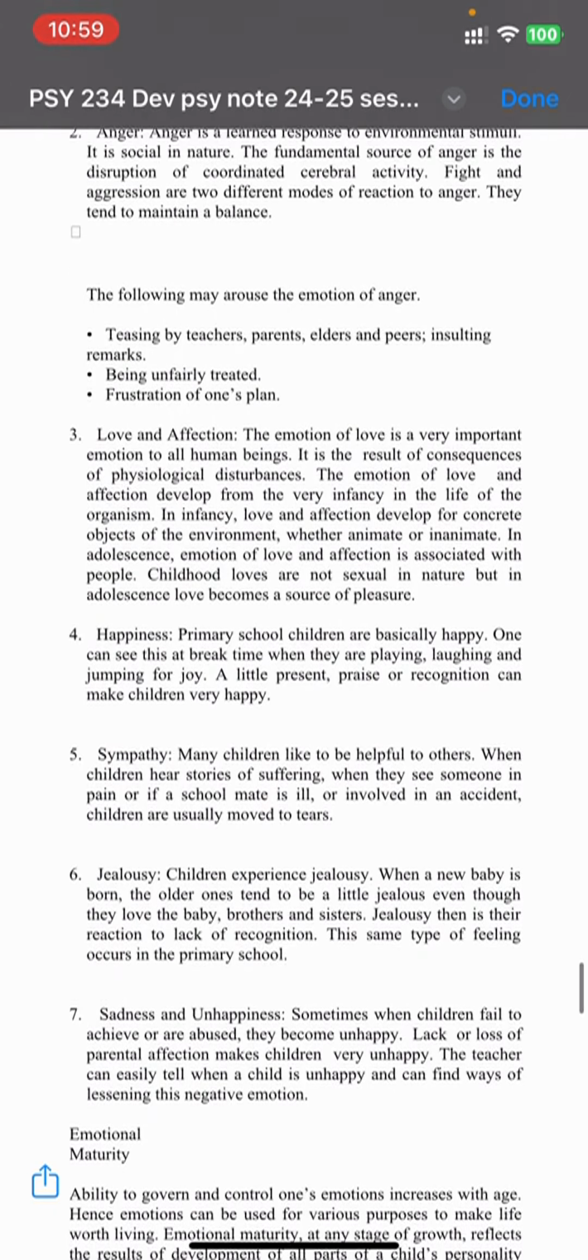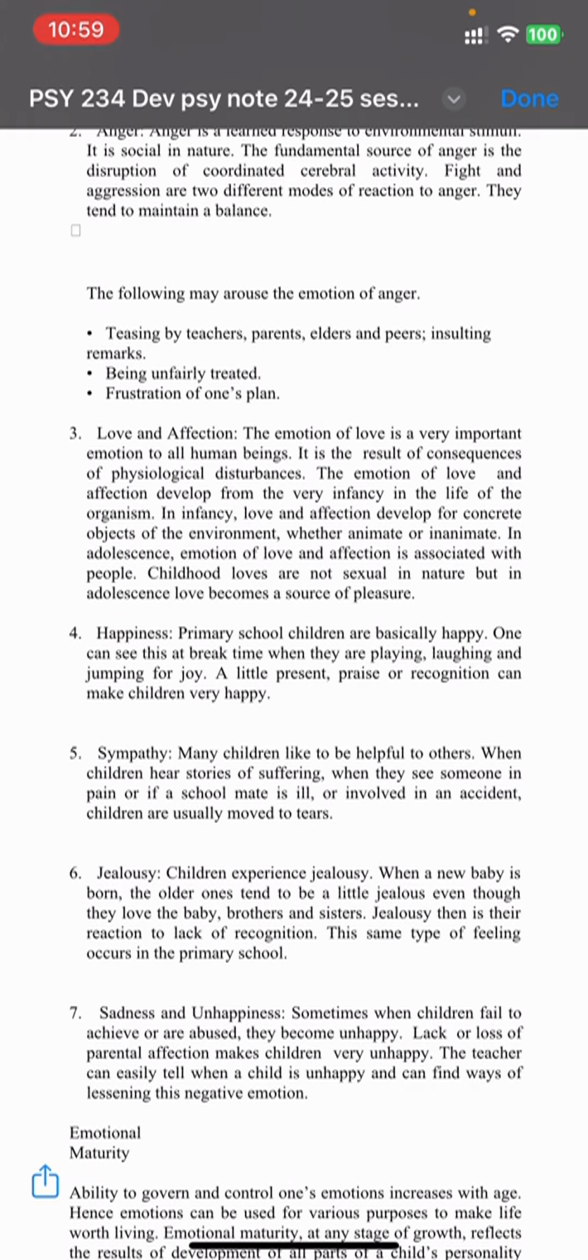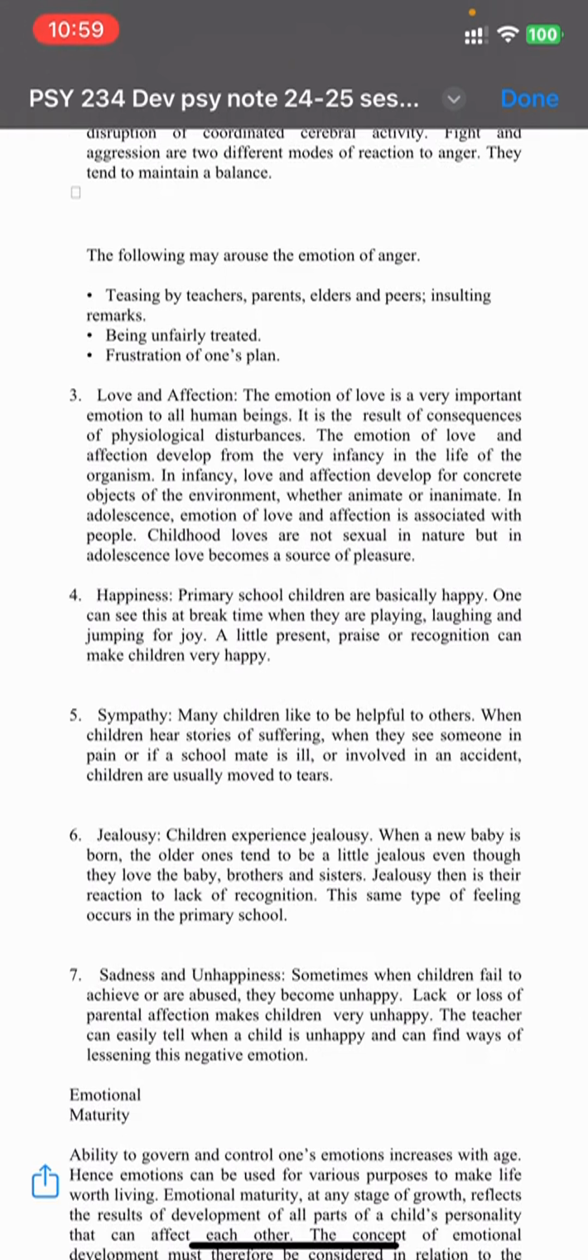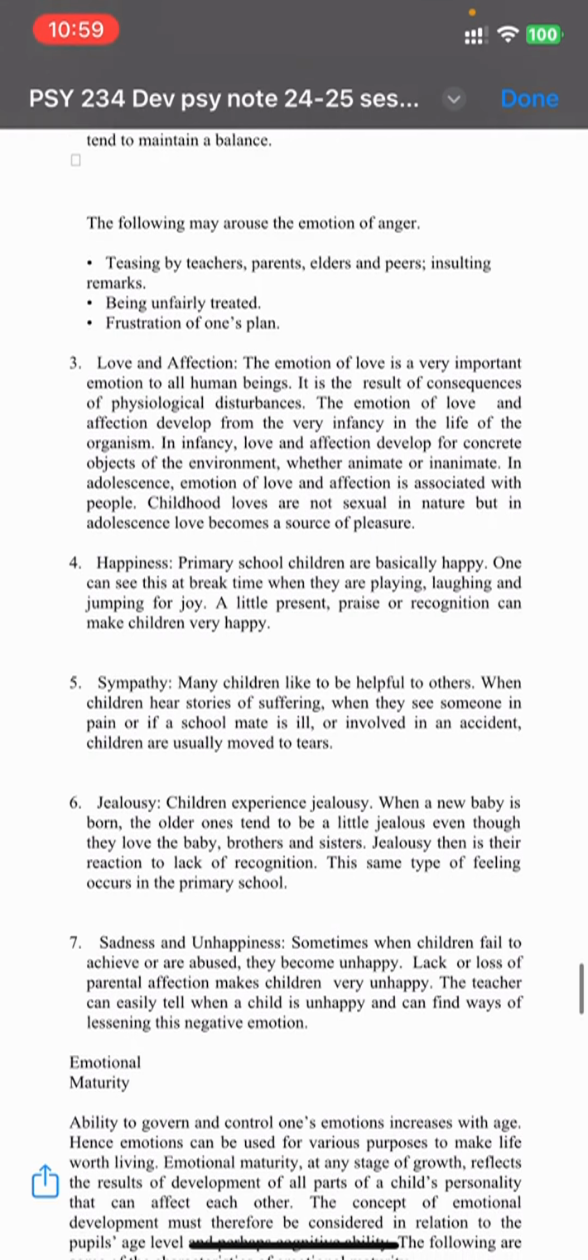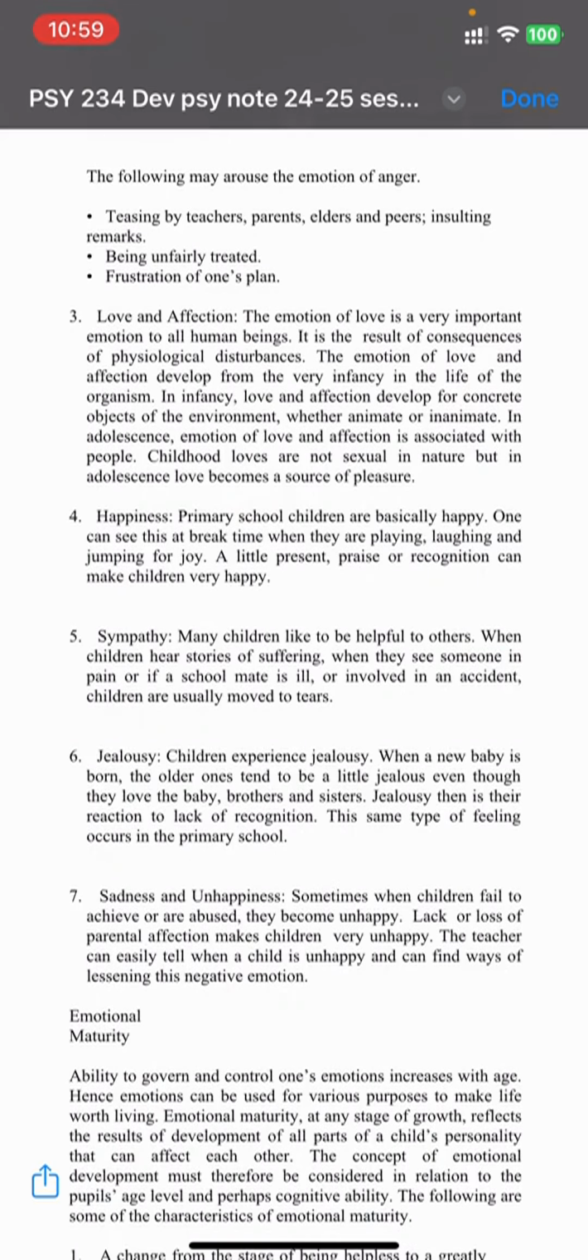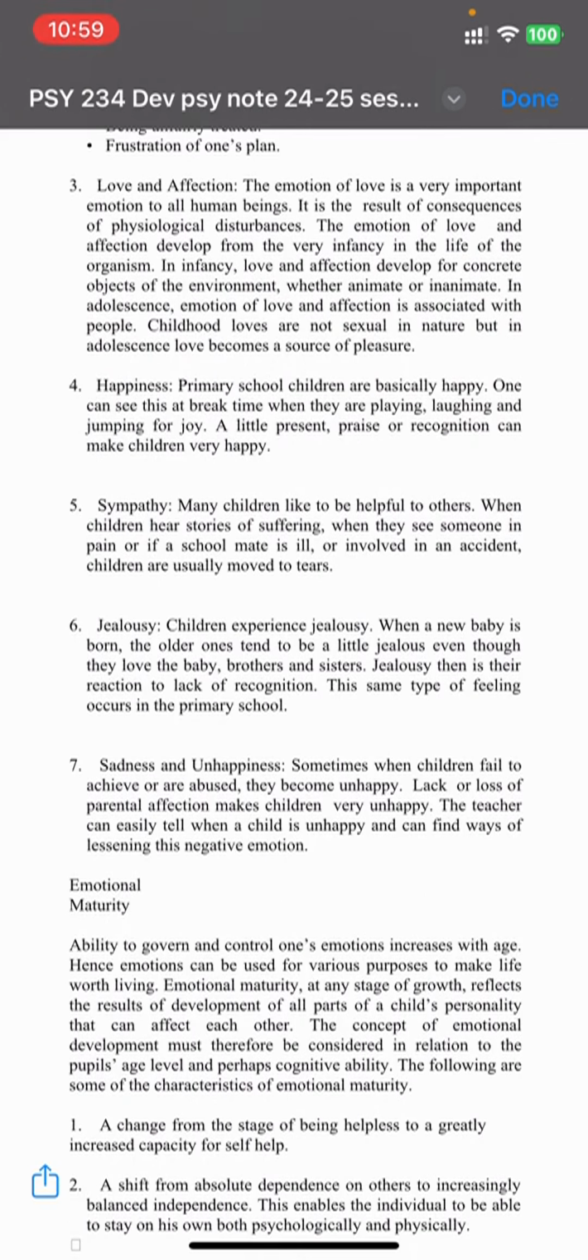Now, love and affection. The emotion of love is very important, and children can show love even at their young age. You see that primary school children are always happy. You understand they can be happy. Sympathy. Many children like to be helpful to others. So children can show sympathy. Jealousy. I don't know if you've seen children who, when a new baby brother is born, will try to put the baby inside a box and sell him off, or put him in the mailbox or something like that. So that's jealousy.